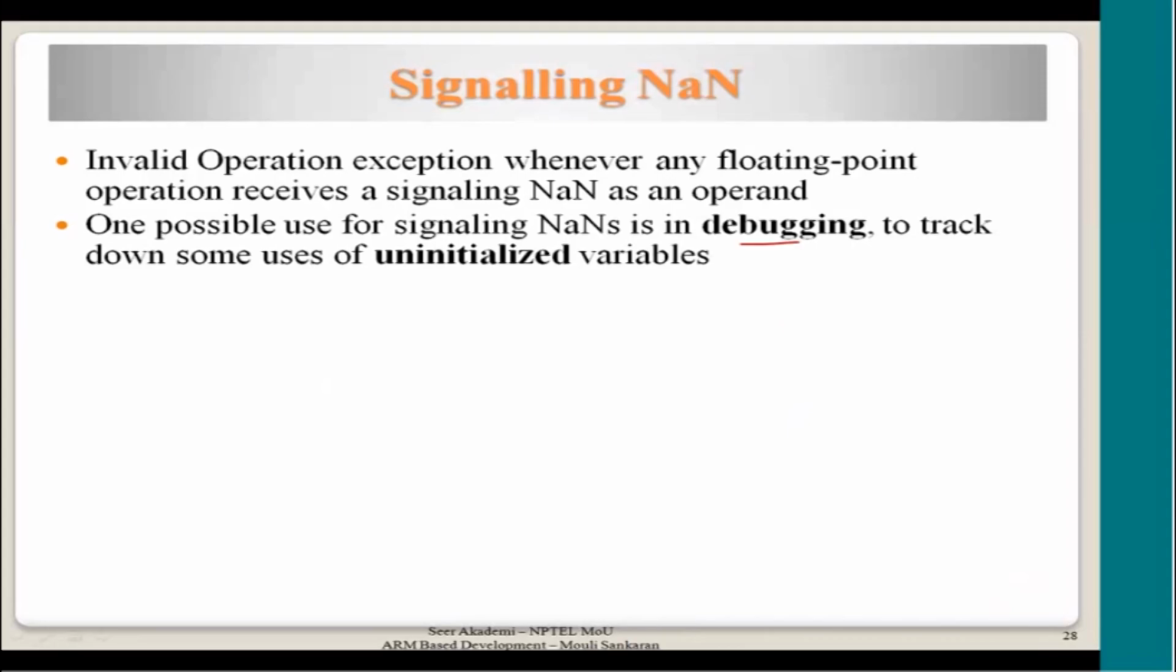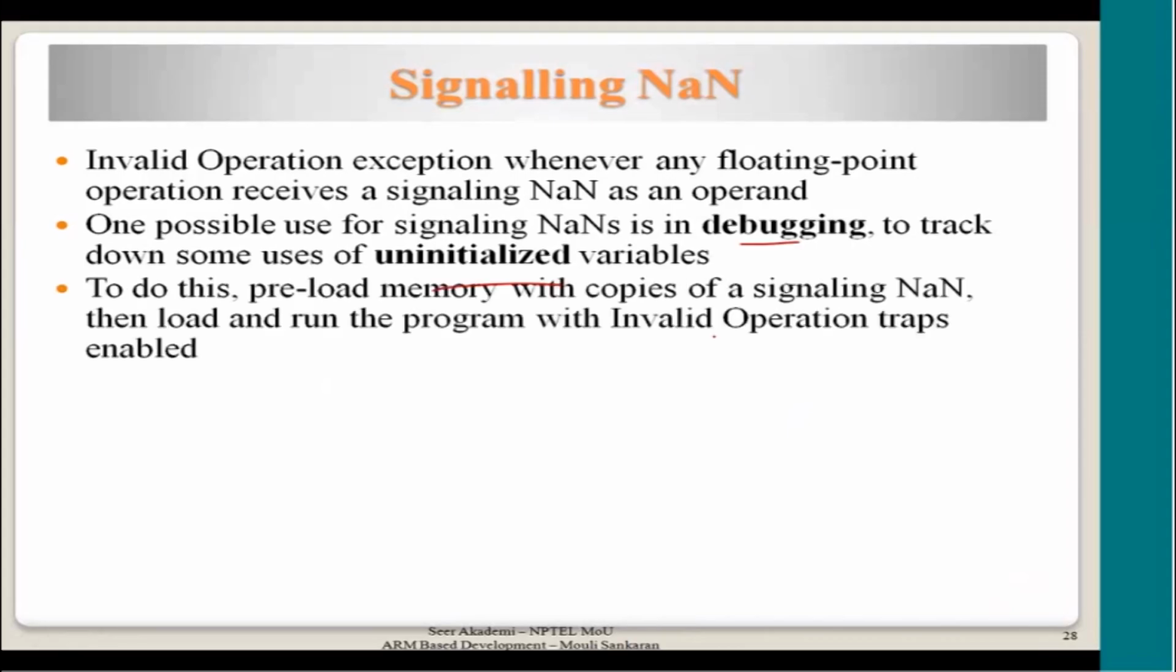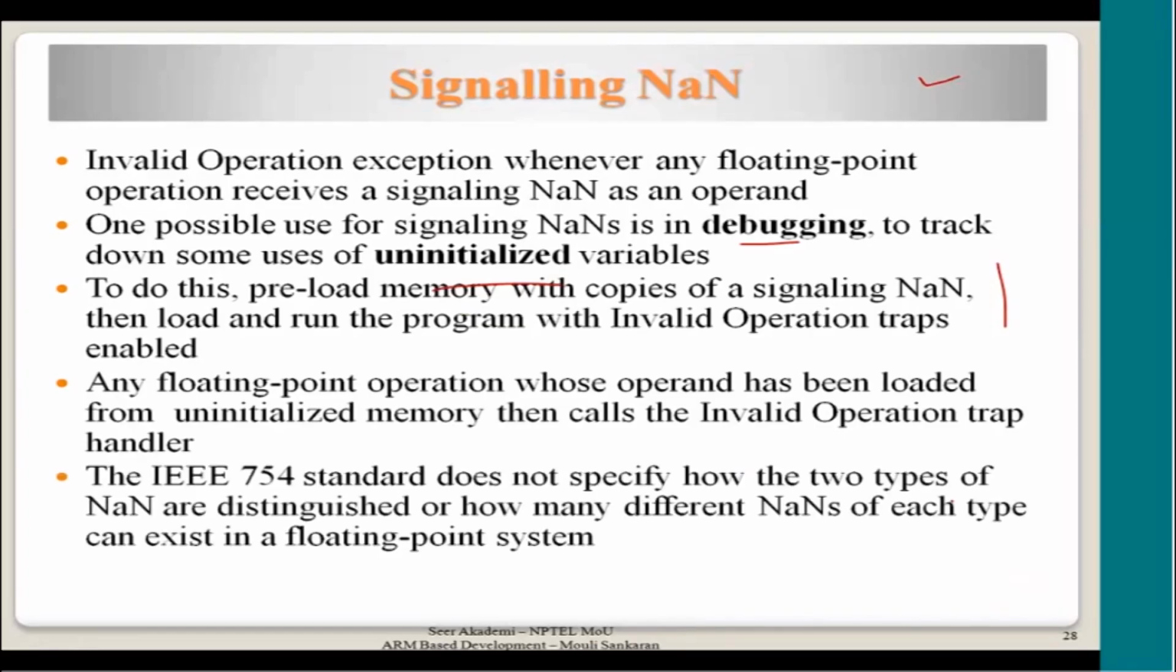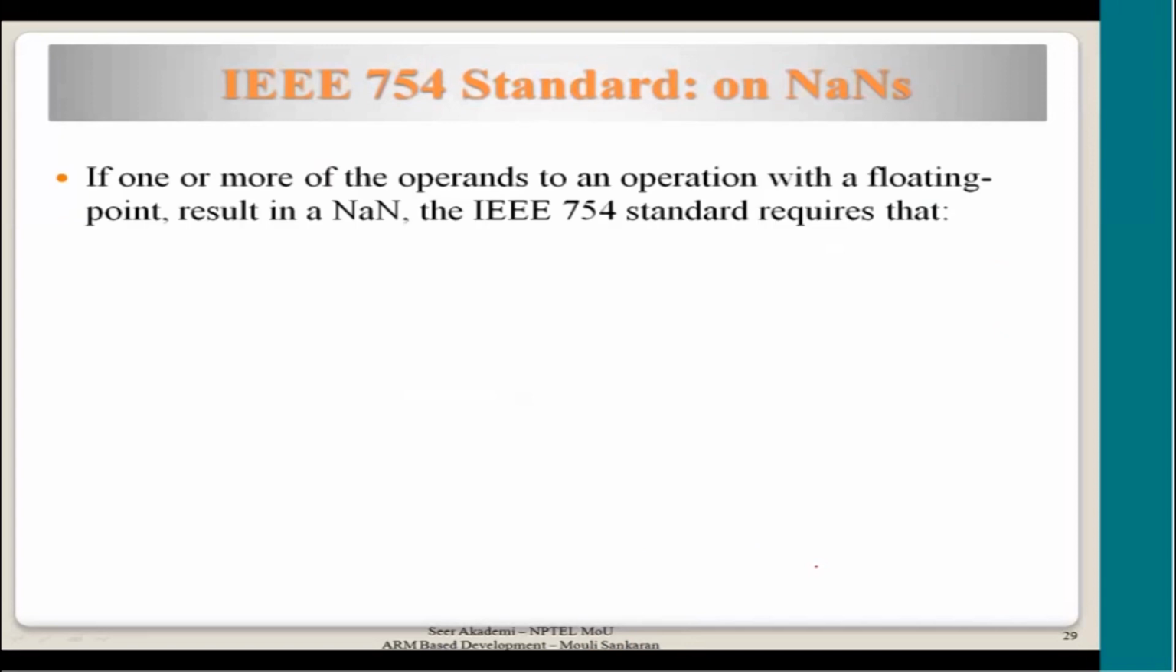So it is used for debugging and uninitialized variables. Preloaded memories can be initialized with signaling NaN. Please understand that signaling NaN and quiet NaN are very implementation specific, and they can be used according to the implementation. So the IEEE standard does not specify how these two types are used and how many values are reserved for them.